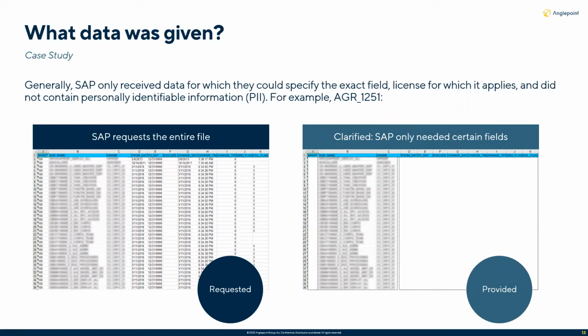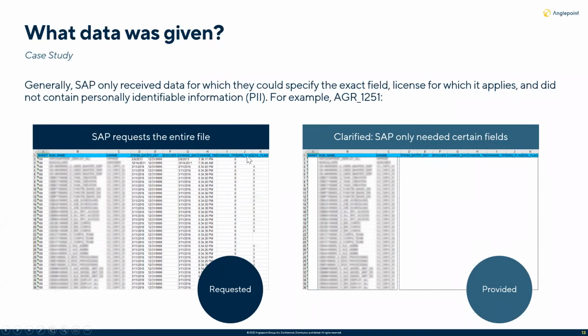So this is what data was given. So back to what we covered very briefly in the very first couple slides with the basic audit, is we don't share data from our SAP systems without clarifying exactly what's in it and verifying this is what SAP asked for and this is all they get, sort of thing. So as you can see on this example, this is the file that they requested on the left. So they said, hey, give us 1251. Well, we clarified from SAP, well, what columns did you need from AGR 1251?